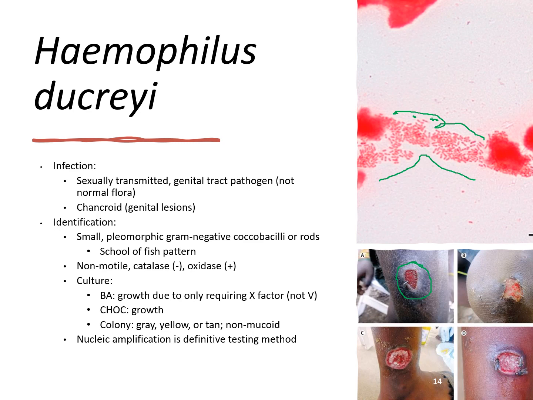These organisms will produce a gray, yellow, or tannish type non-mucoid colony. But in order to identify this organism, most of these are going to be worked up through some sort of nucleic acid amplification, so some sort of STD probe where they'll actually do automated testing on these. So they would look for this particular organism based on that DNA type probe.